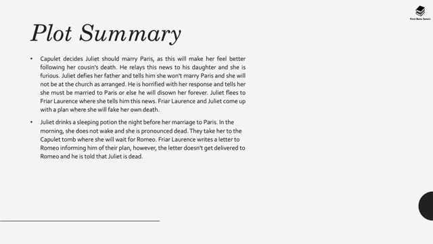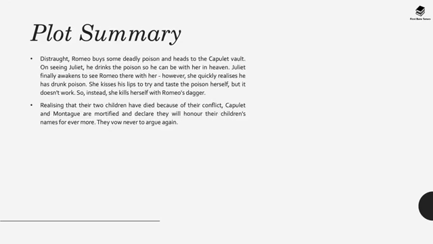Friar Laurence then writes a letter to Romeo informing him of their plan. However, this letter doesn't get delivered to Romeo, and Romeo is ultimately told that Juliet is dead. Distraught, Romeo buys some deadly poison and heads to the Capulet vault, and on seeing Juliet, he drinks the poison so that he can be with her in heaven.